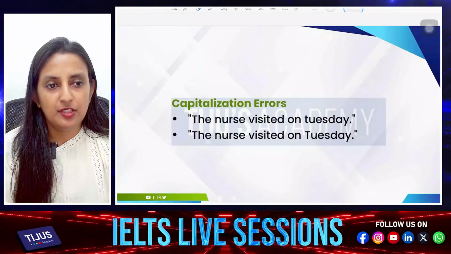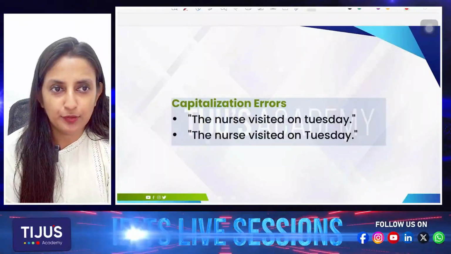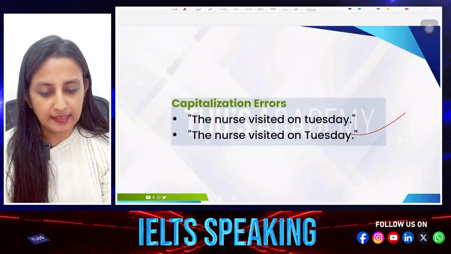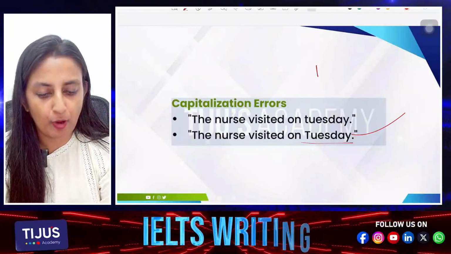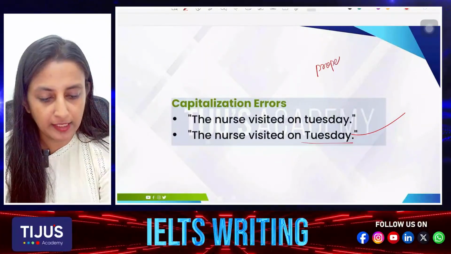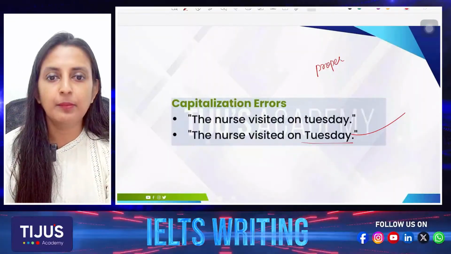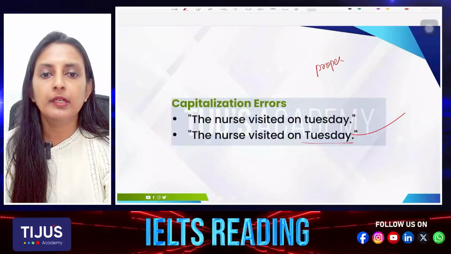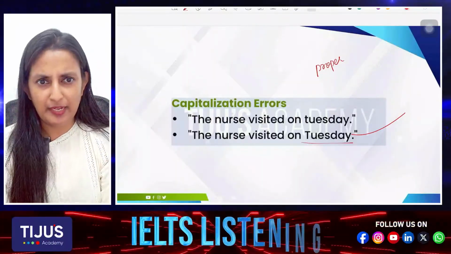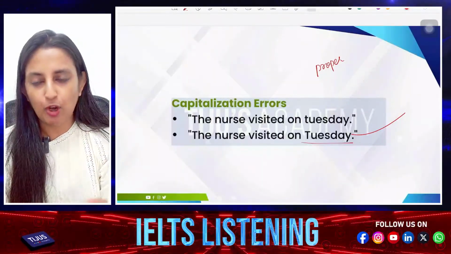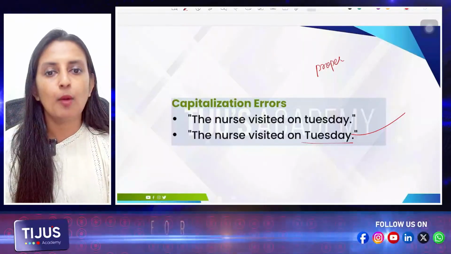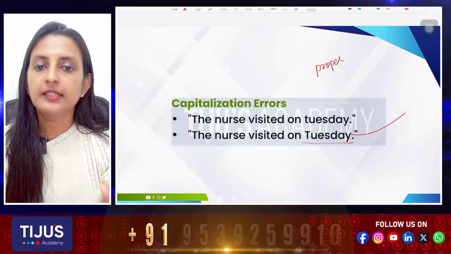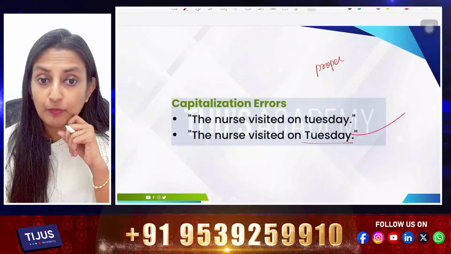The nurse visited on Tuesday. Here, exactly the right option is going to be B, because Tuesday, that is a proper noun. So when it comes to English, the nouns can be classified into two, that is proper nouns and common nouns. Proper noun is something that we are using for a very particular thing only, and common noun is something that we are using in a common scenario. So if I'm addressing the students as students, that is common because that is applicable for everyone.